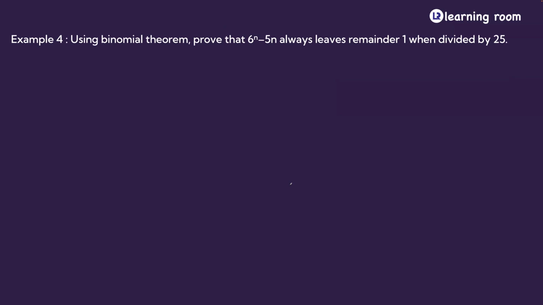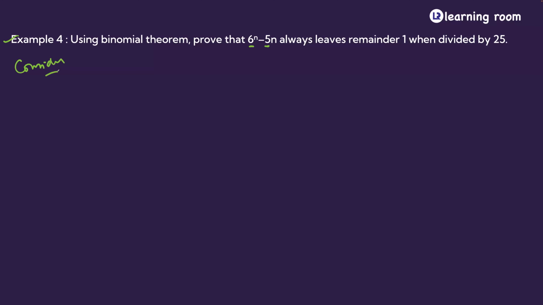Now see. The fourth example: using binomial theorem, prove that 6 power n minus 5n always leaves remainder 1 when divided by 25. See, there are two ways in which you can prove this. One is called mathematical induction, which is deleted for you. The other is using the binomial theorem. If you observe, the 6 and the number here give us some hint. They are subsequent numbers. So I'll be able to derive 6 with the help of 1 plus 5. So what we are supposed to do is consider something.